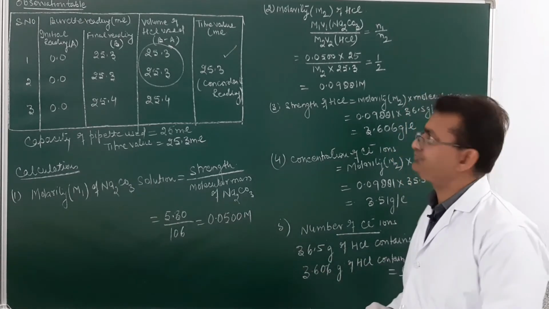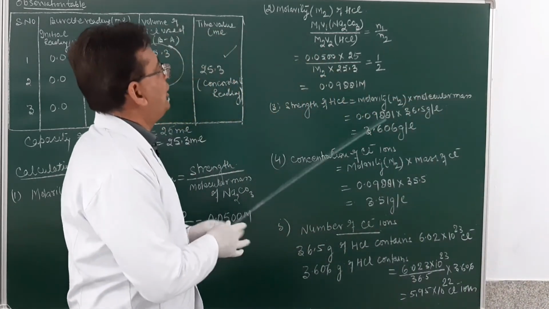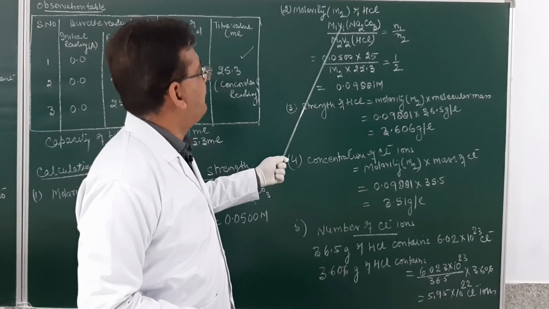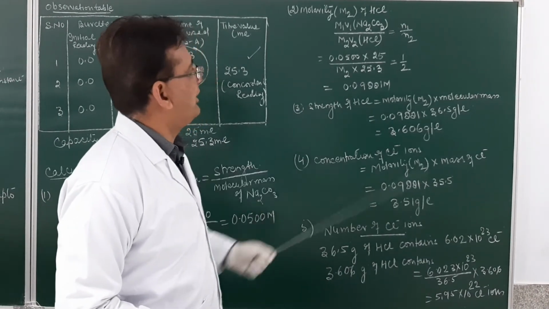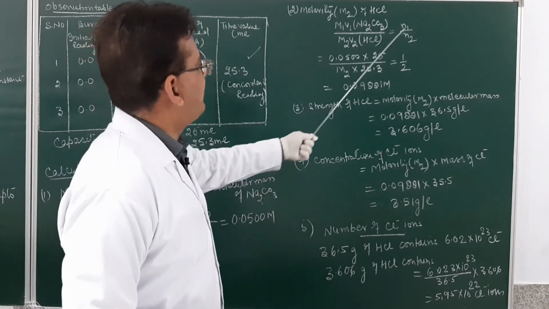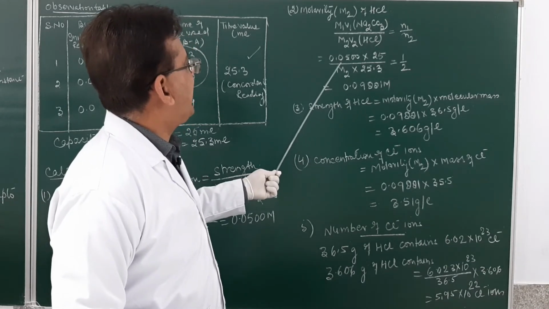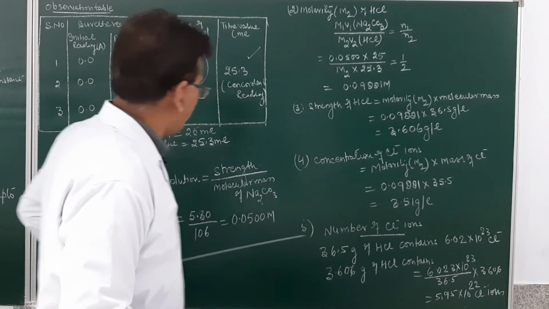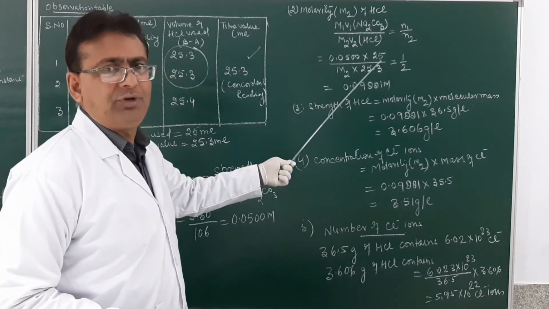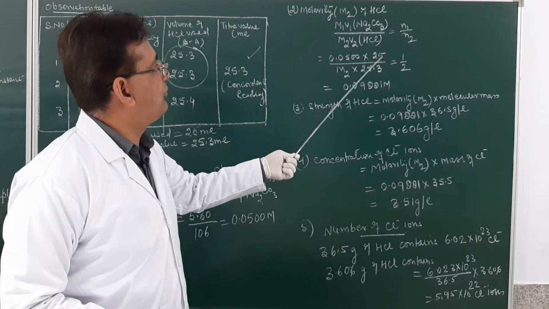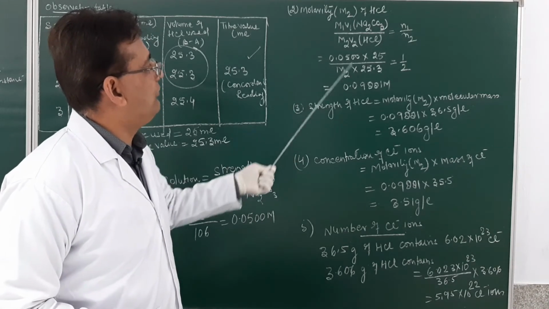First question is clear. Now, the second calculation will be the molarity of HCl. The formula will be M1V1 of sodium carbonate upon M2V2 of HCl will be equal to N1 upon N2. Now, N1 upon N2: 1 mole of sodium carbonate neutralizes 2 moles of HCl. What is the M1 value over here? 0.0500. This is for sodium carbonate. What is the size of the pipette? 25 ml. So, the volume of sodium carbonate we have taken is 25 ml. M2 is the molarity of HCl we have to calculate.